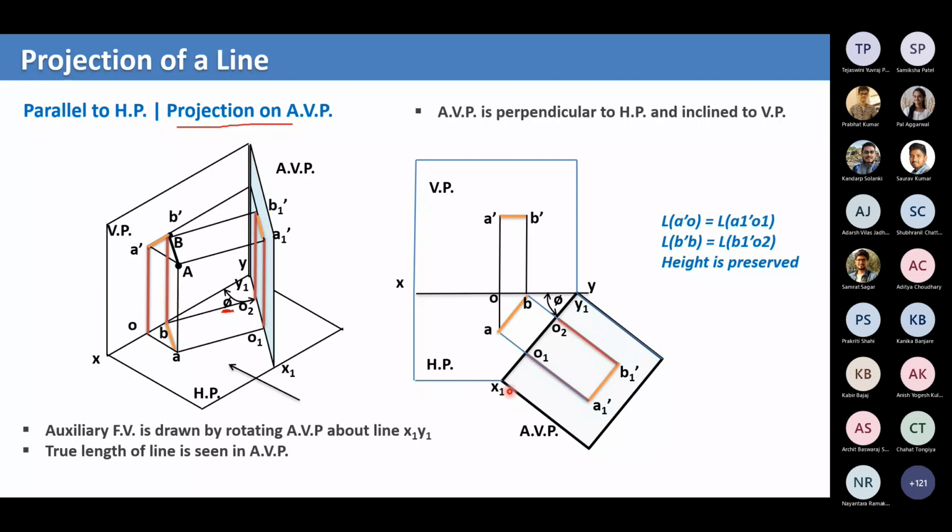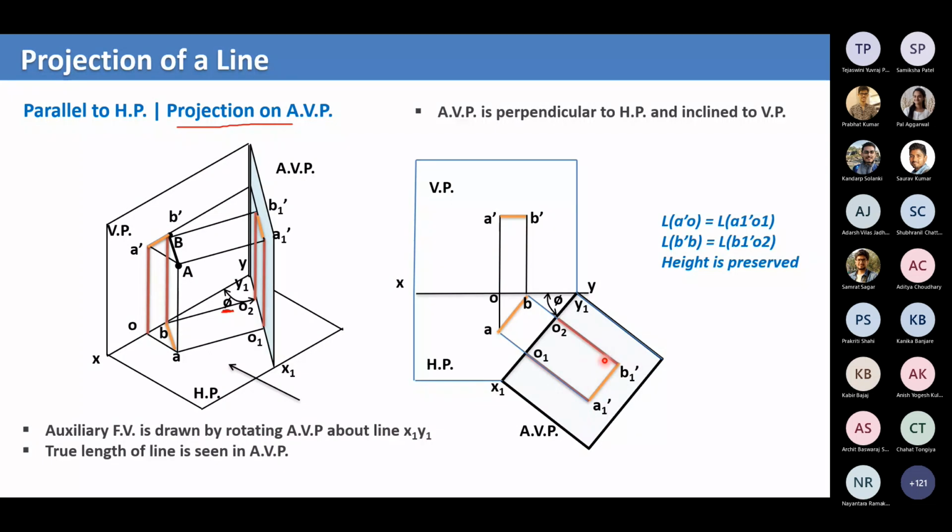Now what we do is extend from A perpendicular to x1 y1, and extend from B perpendicular to x1 y1. These are the projections. Now we draw the extension lines for these projections, and we get O1 A1 dash and O2 B1 dash.